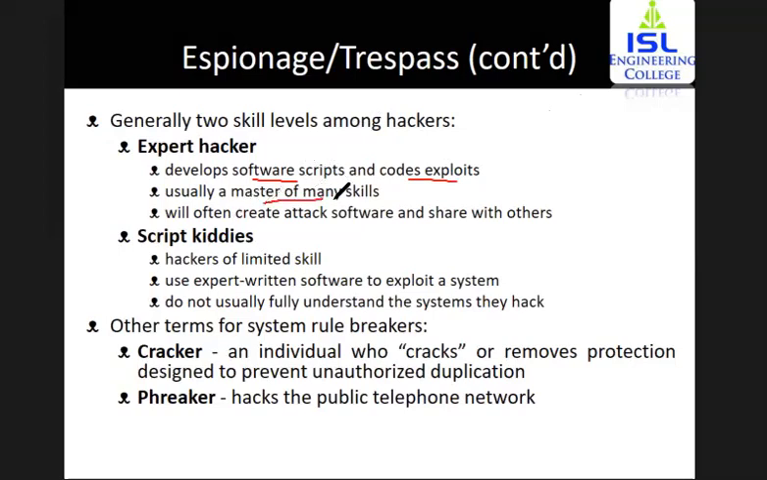Then he is usually a master of many skills. He might know different programming languages, and will often create attack software and share it with others, as we've discussed. Script kiddies are hackers of limited skill. They do not have skill like an expert one. That is, he does not have access to all the programming languages, or is not an expert in one. And this person is going to use the programs that are written by the expert hackers. These script kiddies do not understand the system fully, because the expert hackers understand the entire system fully. They put in a lot of time and effort, as was shown in the previous slide.